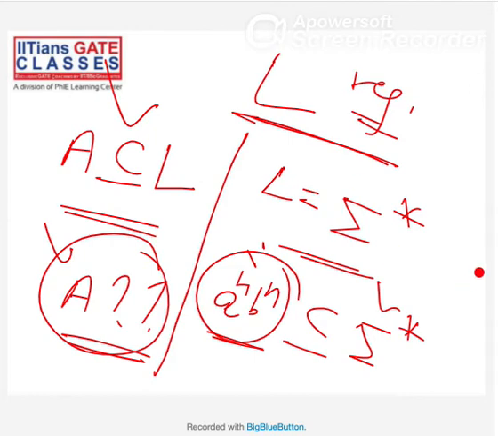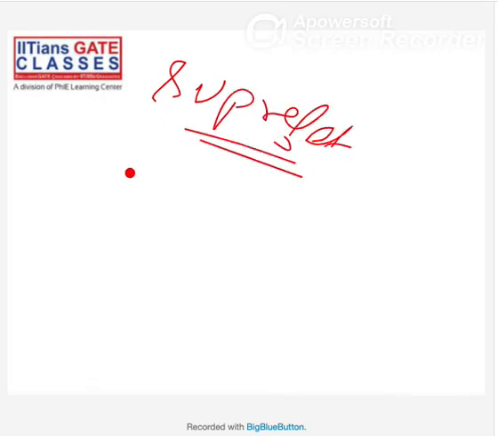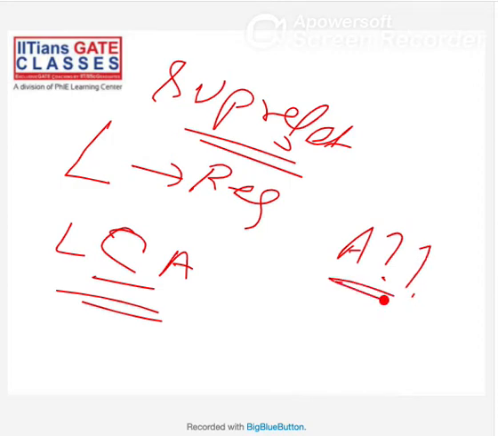Similarly, you can show that regular languages are not closed under superset operation. Very easily you can prove. Why? If I tell you L is a regular language, and let's assume A is a superset of L, then can you say that A will be regular? Try this. Yes or no?